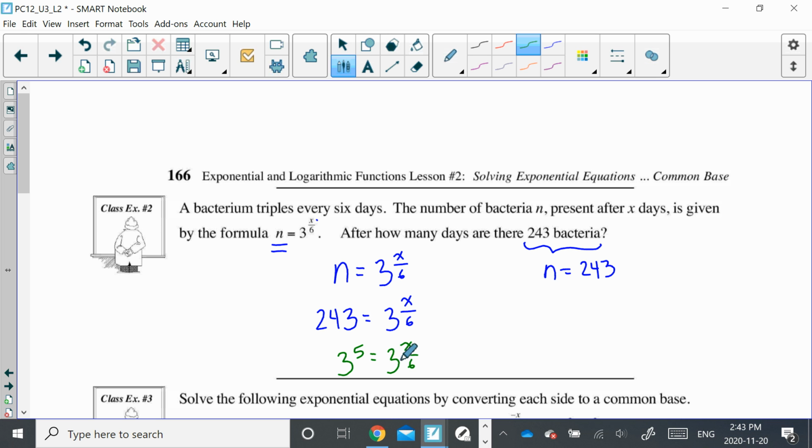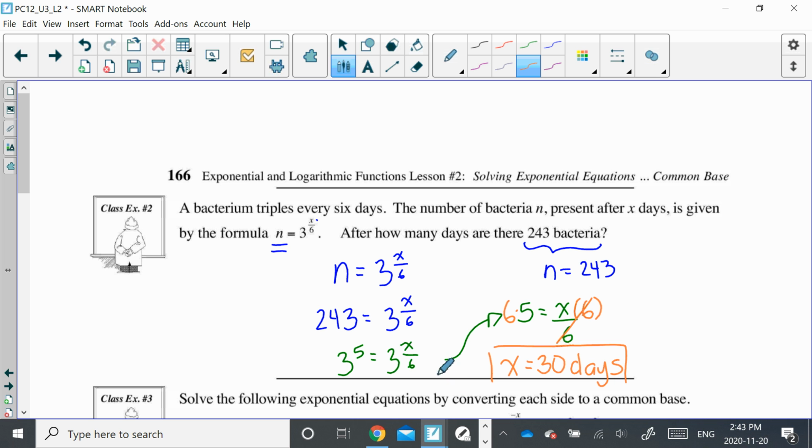We now have the same bases, so we could drop the bases and equate our exponents. So 5 is equal to x over 6. We need to isolate x, so multiply this side by 6 and this side by 6. X is now isolated, and x is equal to 6 times 5, which is 30, and that is 30 days.